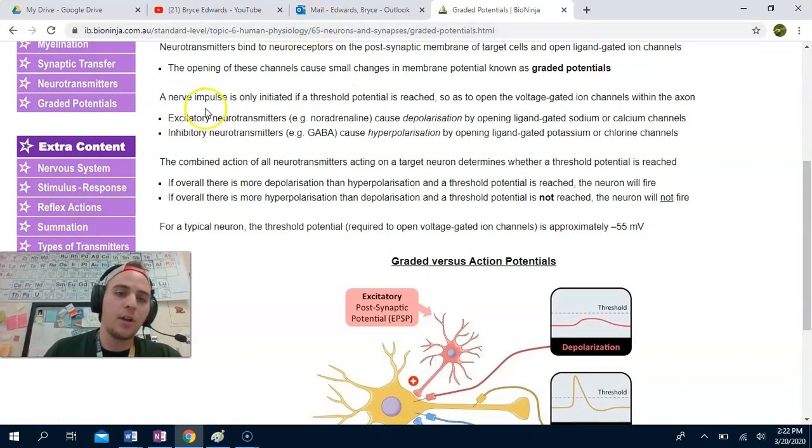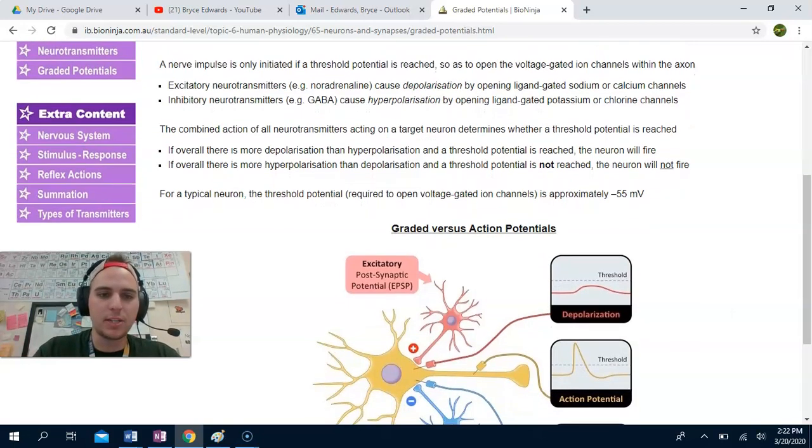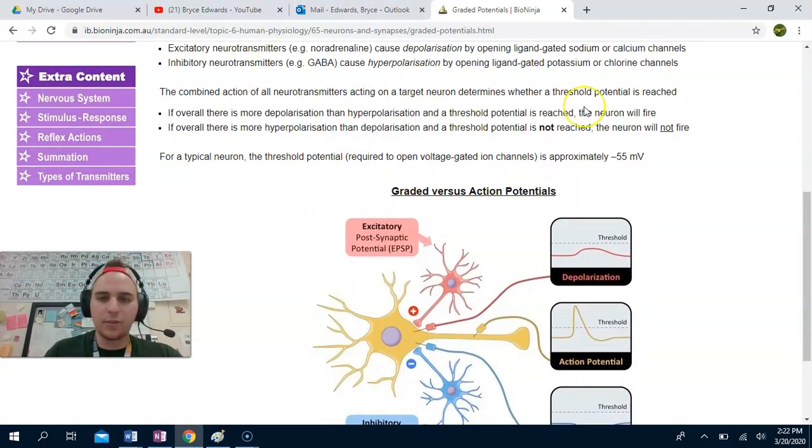But this is what I was talking about. So these can either excite or they can inhibit. So excitatory neurotransmitters, so noradrenaline, they cause depolarization. Inhibitory neurotransmitters, GABA, they cause hyperpolarization, meaning that they actually make it so that the resting potential is even more imbalanced to prevent depolarization from happening. So combining the action of all the different neurotransmitters, lots of different things happen. If overall there's more depolarization, then the neuron will fire. If overall there's more hyperpolarization, the neuron will not.